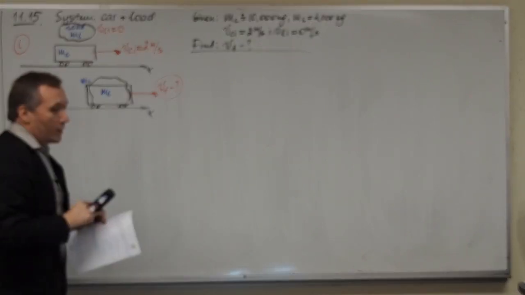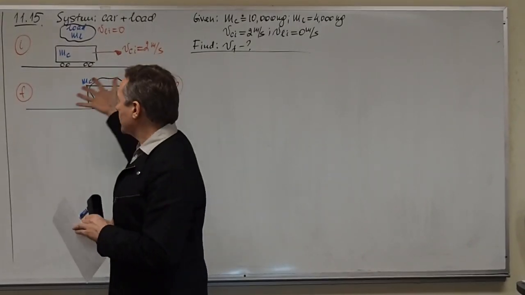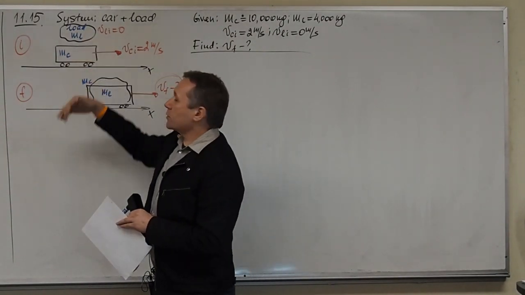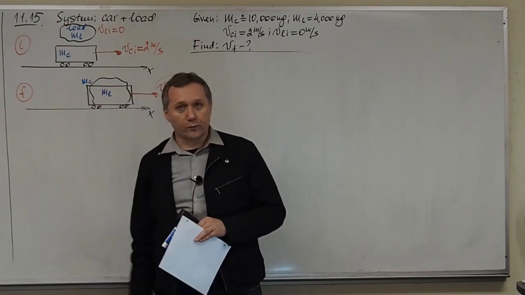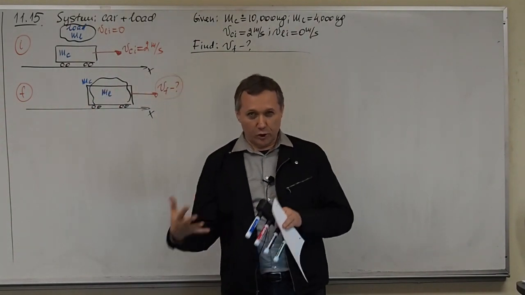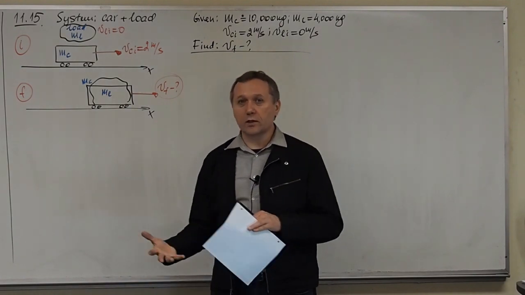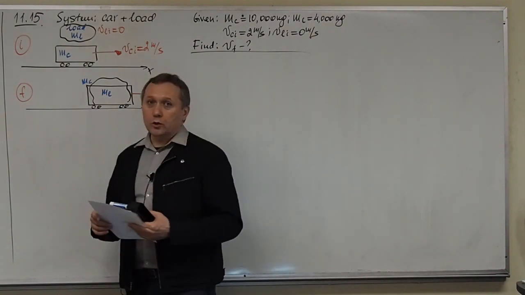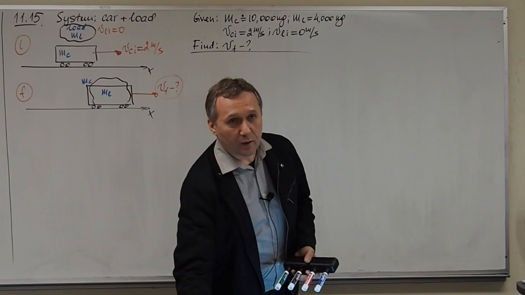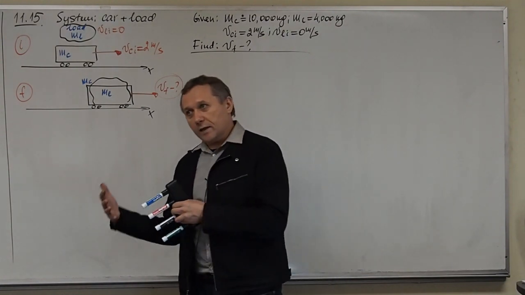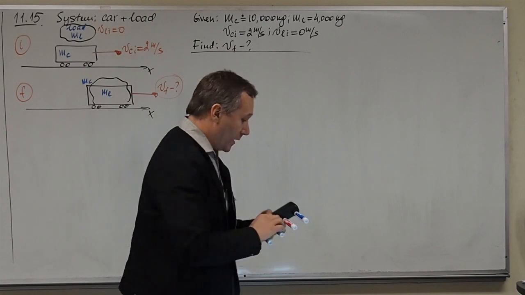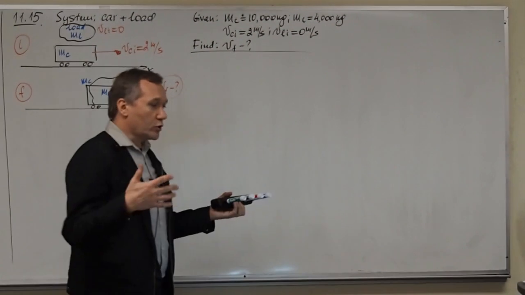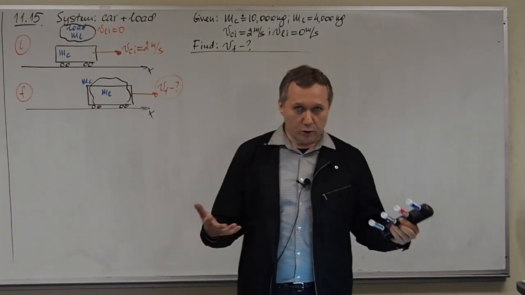We have two objects moving in the horizontal direction. Of course, they're interacting. The load will exert a force on the car, and the car will exert a force on the load. But those forces are internal forces, and they're not capable of changing the total linear momentum of the system. So we need to look at the external forces in order to conclude if linear momentum is conserved or not. I will look in both directions, the y direction and the x direction, to show how you can justify the conservation of linear momentum.